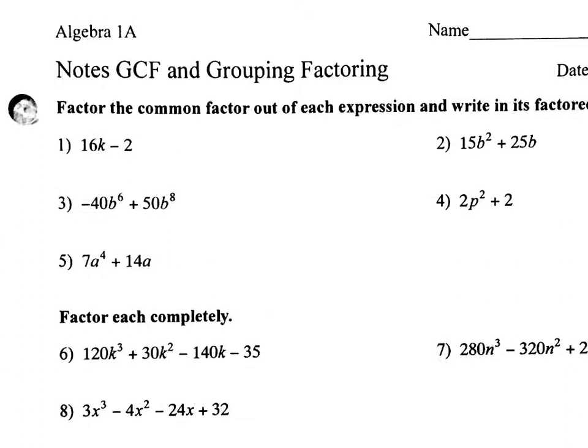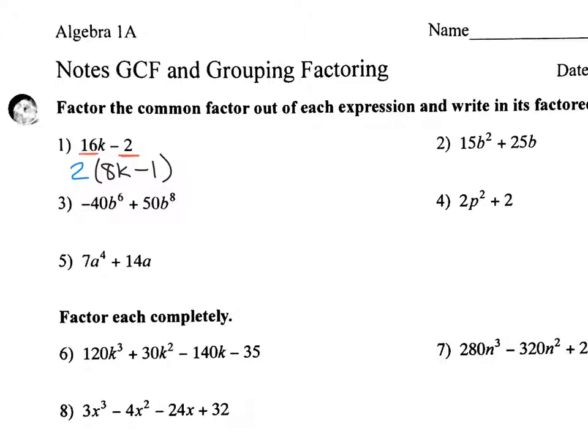Okay, so here there are no common variables. We just have two numbers, 16 and 2. And we say, okay, what's the biggest thing that'll go into both? Well, that is a 2. That's our GCF. So I write what's left. So I think about doing distributive property backwards now. And I say 2 times what is 16? 8. The K is still there. And then I say 2 times what is 2? 1. That's its factored form. Okay, let's go to the next one.